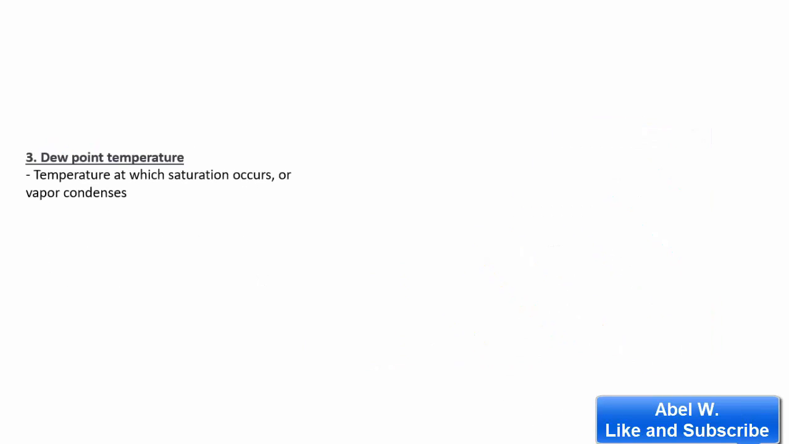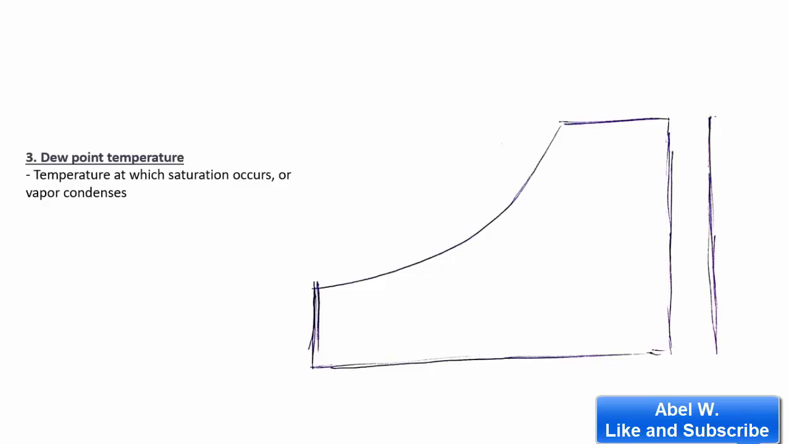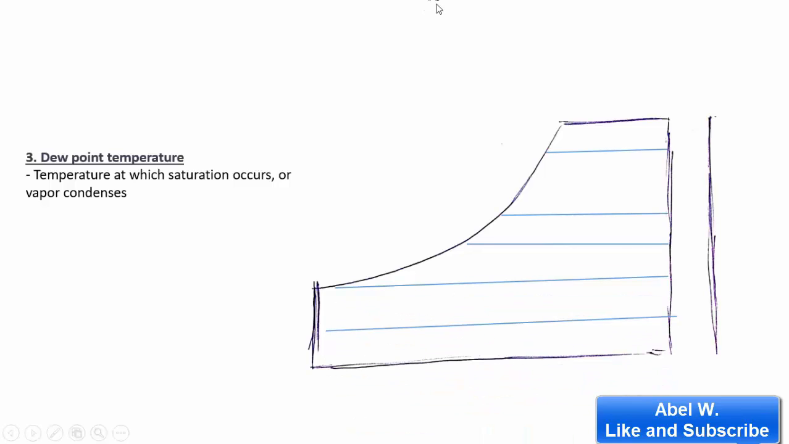And the other is the dew point temperature. Dew point temperature is the temperature at which saturation occurs or vapor condenses. The dew point temperature on the psychrometric chart is represented with the horizontal lines. The curve is the saturation line. This curve is the dew point line. So on each horizontal line, you can see the dew point temperature.